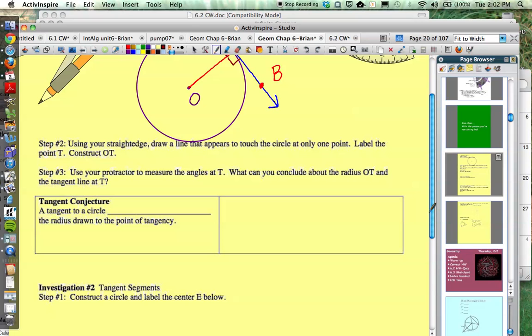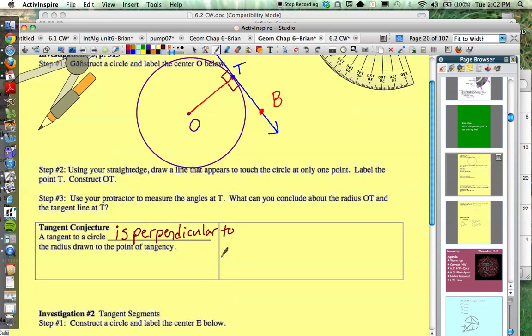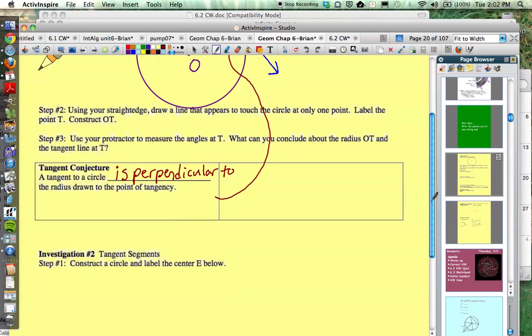So the tangent conjecture says a tangent to a circle is perpendicular to the radius drawn to the point of tangency. And so you might be able to just make an arrow up to this drawing up here, and that will be good enough for our conjecture. Okay, so any radius is going to be perpendicular to the tangent line that goes through that same endpoint of the radius.